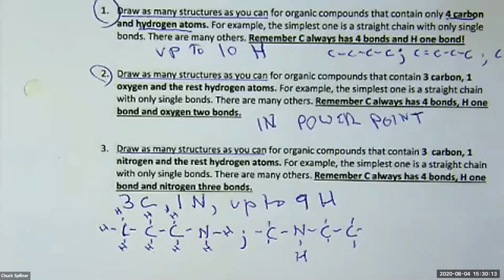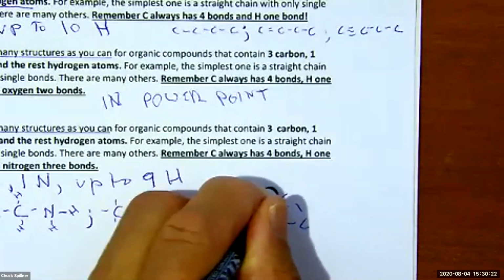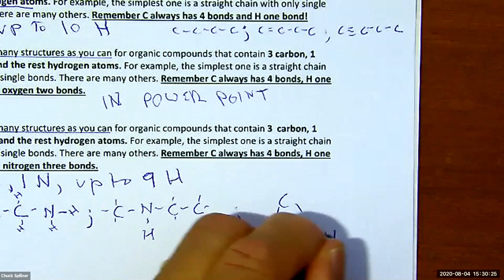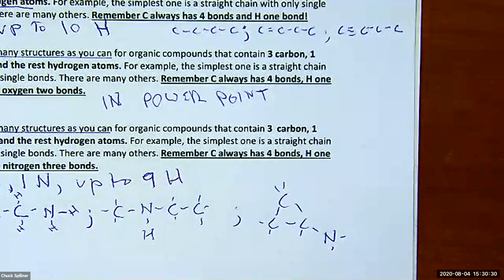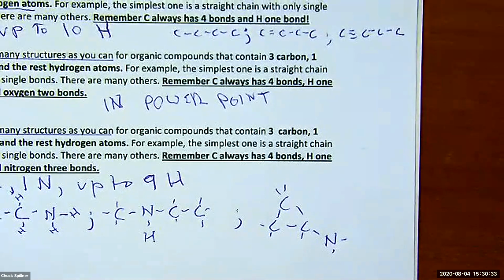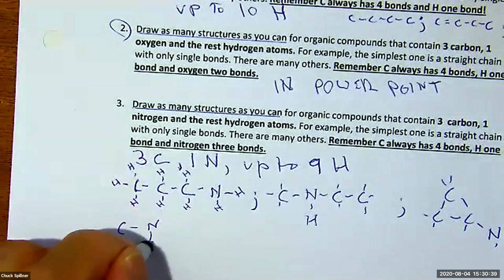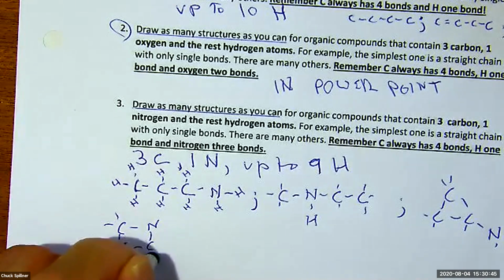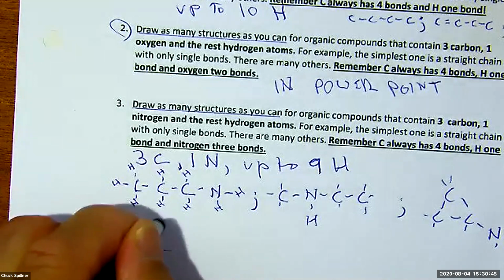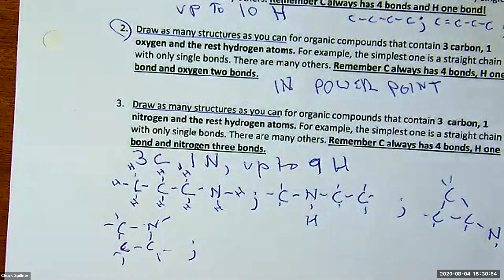I can make a ring out of carbon. So I can make carbon, carbon, carbon, carbon. And then I can put a nitrogen off one of those carbons. So there's all our bonds. And that's another one. I could make a ring and put the nitrogen in the ring like this. And then I've got 1, 2, 3 bonds to the nitrogen like that. Let's see, what else can I do?